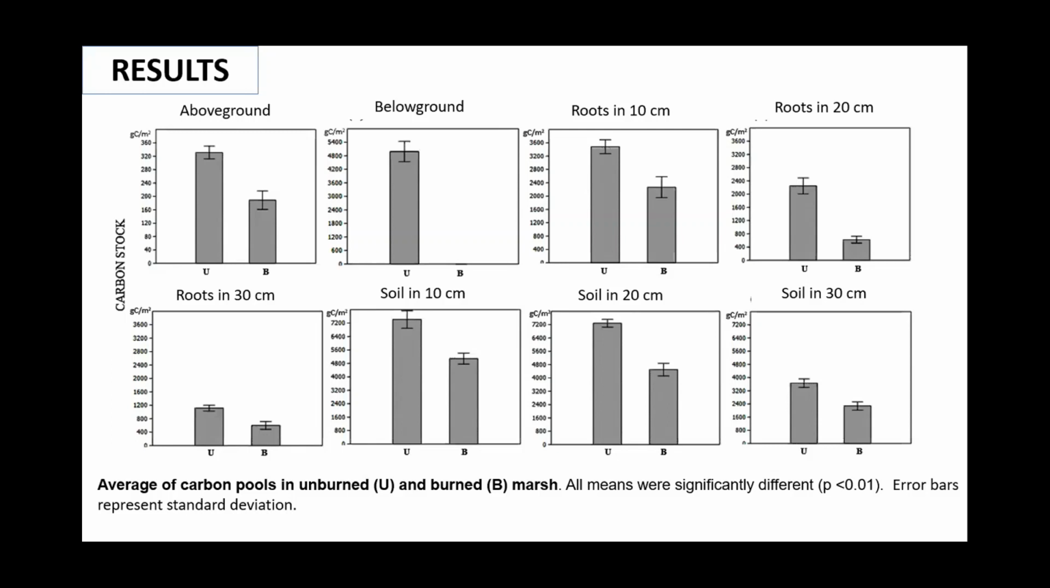And as you can see here, the carbon stocks in the burned and the unburned area decrease with depth. Also, the burned area, as you can see in this graph, is substantially lower compared to the unburned areas. And the soil stores the most significant amount in the first 10 centimeters compared with the other carbon pools.